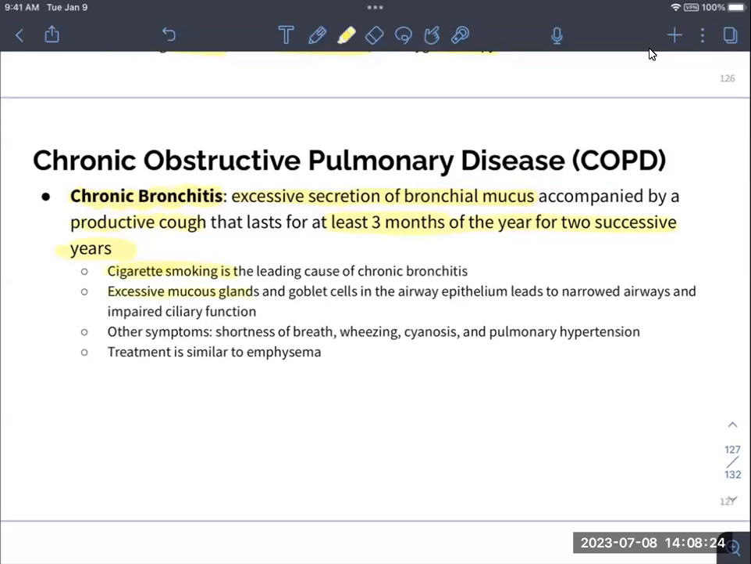Excessive mucus glands and goblet glands are making a lot of mucus. It leads to narrowing airways, and there's so much mucus that the cilia eventually don't work as well. These people have shortness of breath, wheezing, cyanosis, so they're not getting enough oxygen and their skin starts to turn blue. Cyan is blue. Pulmonary hypertension, another form of higher blood pressure, but it's breathing related. Similar treatments to emphysema.